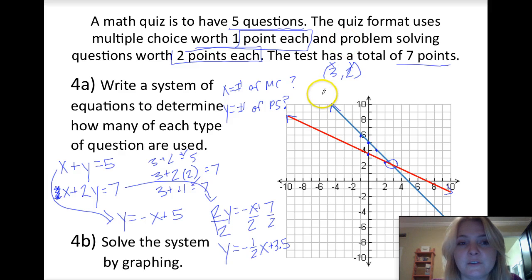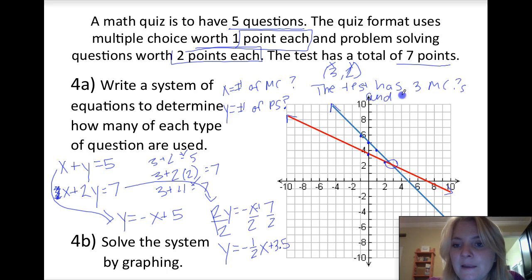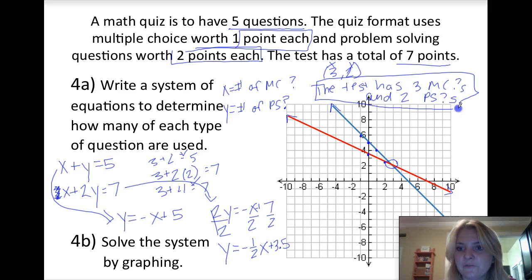So that's our solution. Now since it's a word problem, we want to express our answer in terms of words. So we can say the test has 3 multiple choice questions and 2 problem-solving questions.